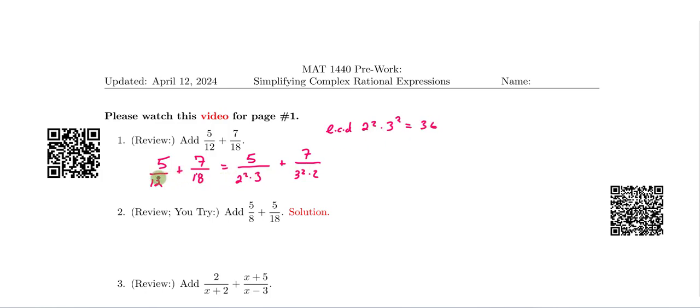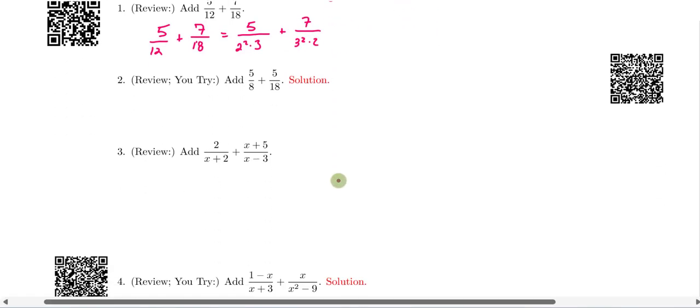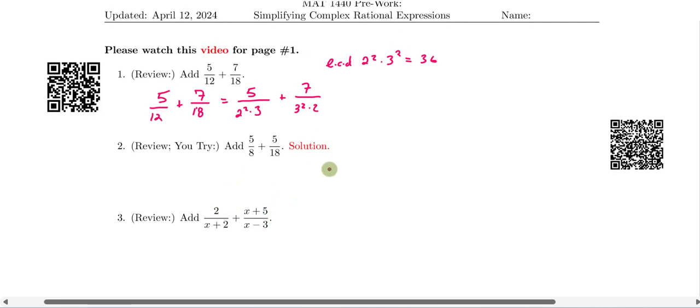And I know that you might have been able to identify 36 as the least common denominator across these two numbers without writing this out, but this is the part that carries over to when we add rational expressions this way. So I just wanted to review that.